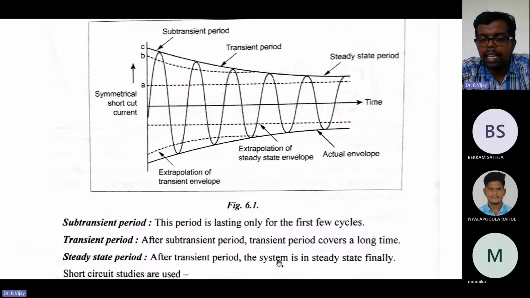After the transient period, the system is in a steady state. After that, it will come to the normal state. Normal state in the sense, say, for example, 440 volts or some 220 kilovolts or 110 kilovolts. Like that, suddenly it is coming to that normal position, normal period. So that is called your steady state period.